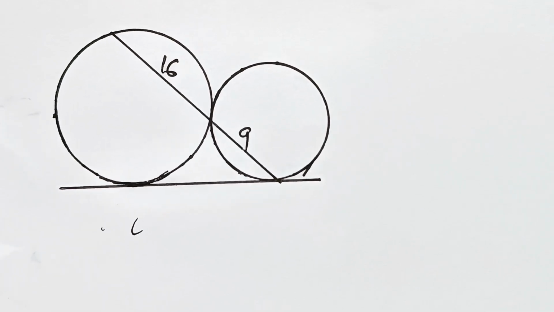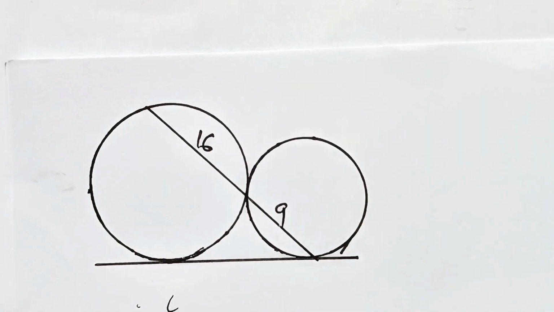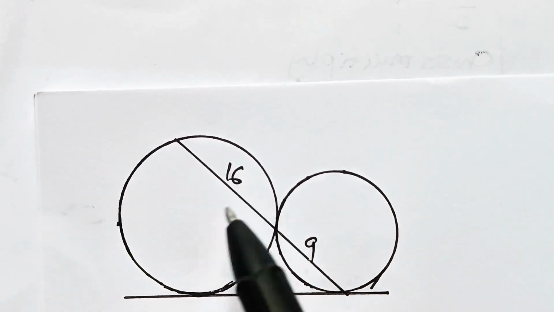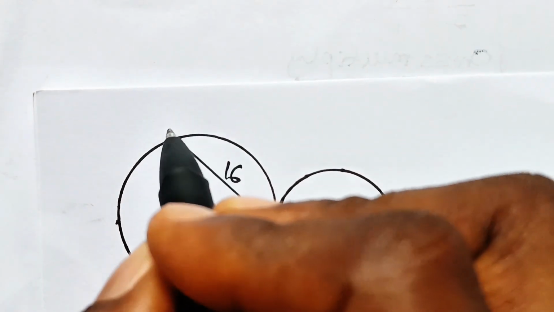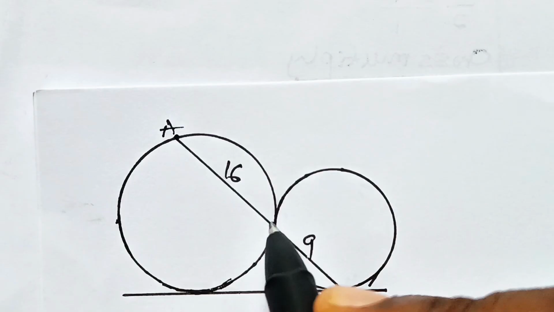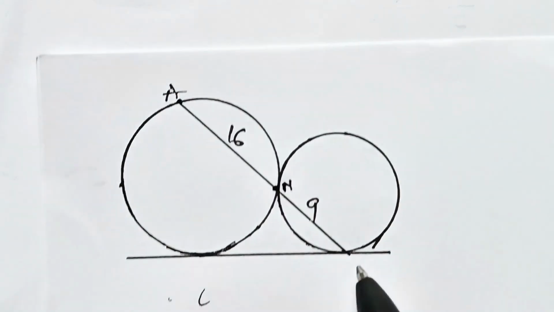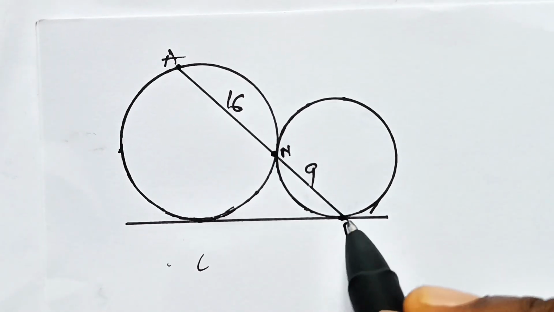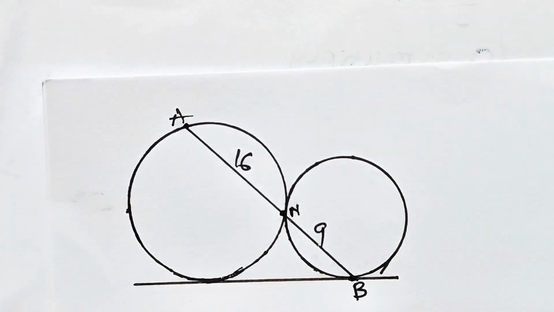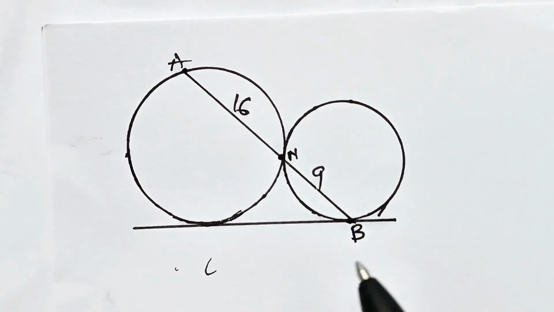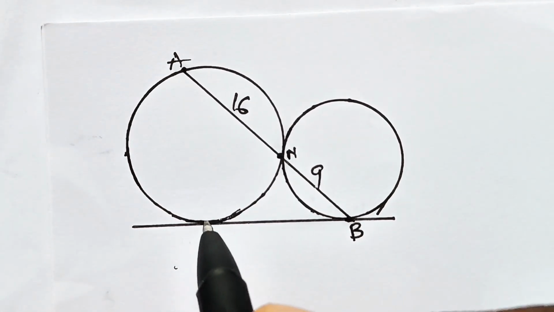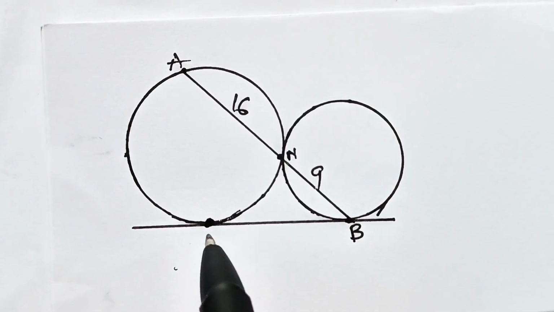So in this particular video, we are asked to find the area of this big circle. Now let's call this point A. This meeting point, let's call it N. Let's call this point B. The question says that we should find the area of the big circle. Let's call this point C.